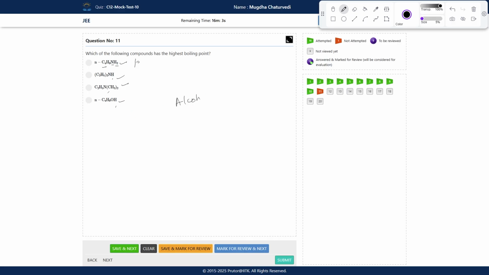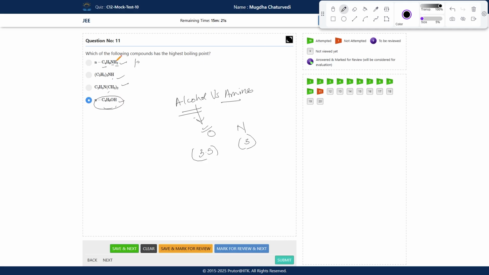So if we compare alcohol versus amine, then which has the highest boiling point? Alcohols form stronger hydrogen bonds due to the higher electronegativity of oxygen compared to nitrogen. The electronegativity of oxygen is 3.5 and of nitrogen it is 3. So oxygen which is present in alcohol has more electronegativity, so they form stronger hydrogen bonds. That is why alcohols have higher boiling points compared to amines. Okay, so for this the right answer will be this.